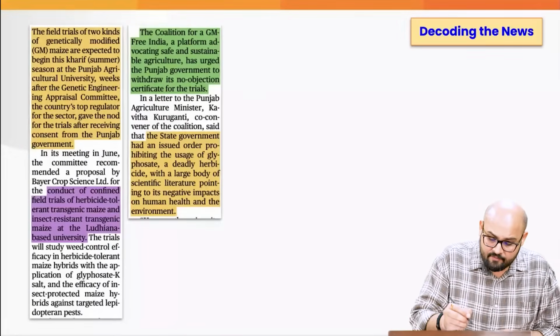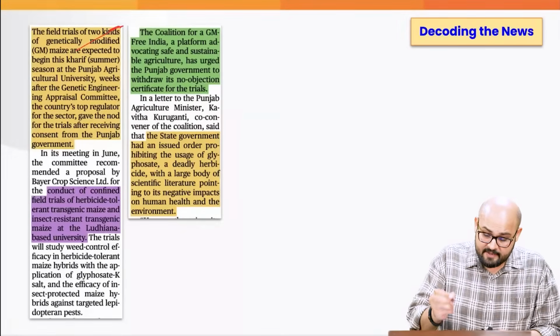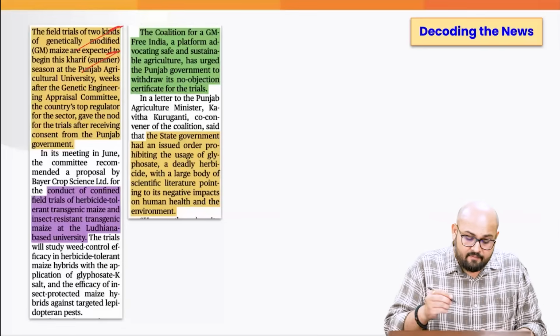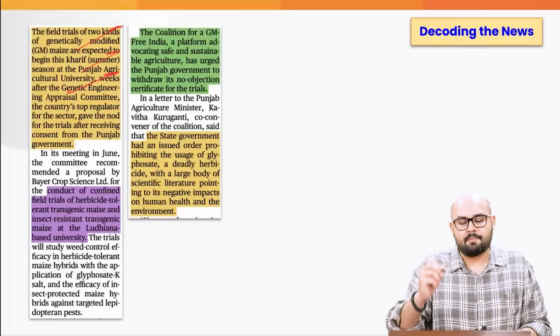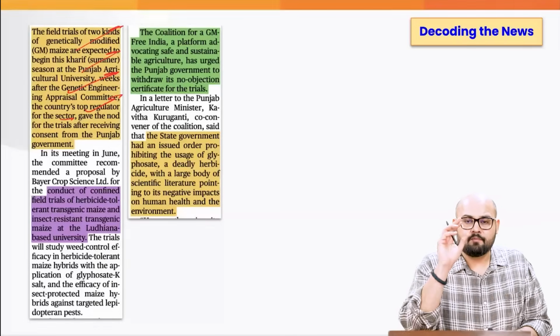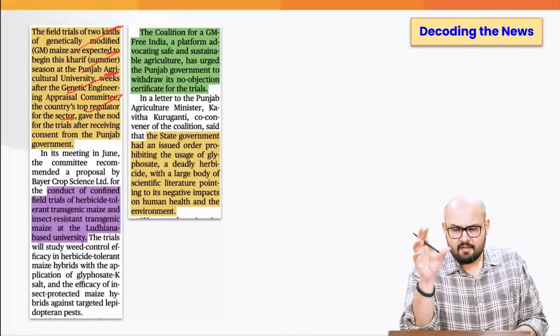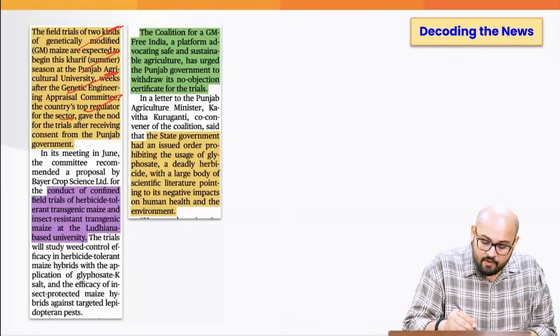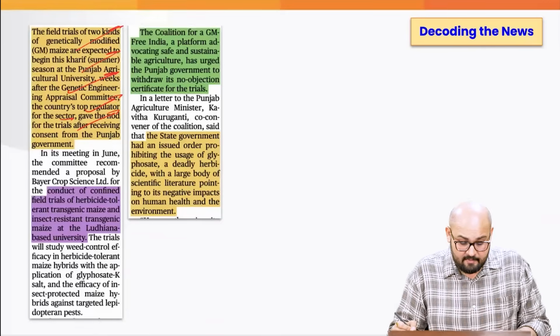So, the field trials of two kinds of genetically modified maize are expected to begin this Kharif season at the Punjab Agricultural University, weeks after the Genetic Engineering Appraisal Committee, the country's top regulator for the sector. So we have the genetic engineering sector. For this, we have the GEAC, which is the top regulator, gave the nod for the trials after receiving the consent from the Punjab government.